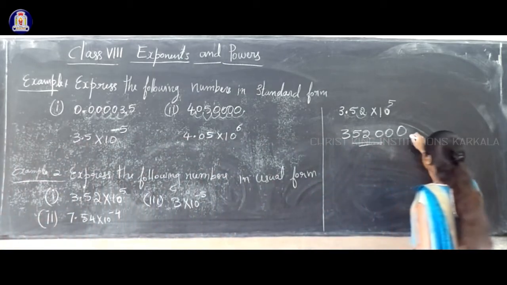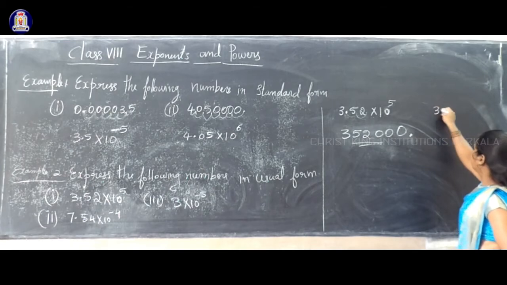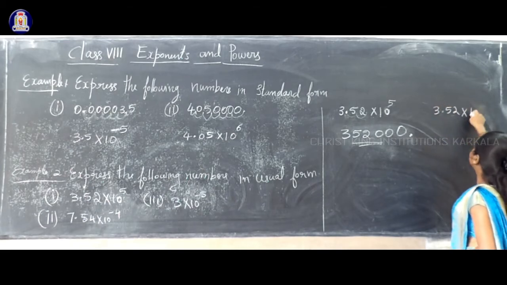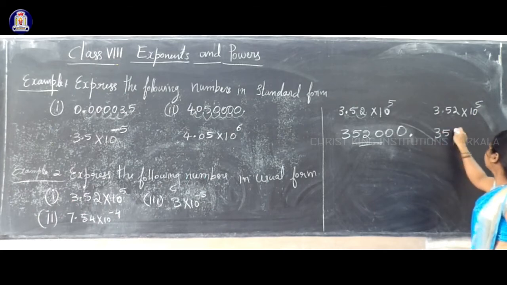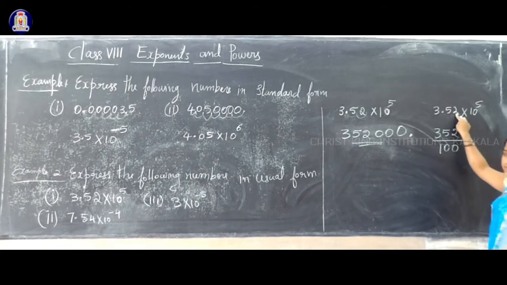So this we can write in another method also. We'll check 3.52 into 10 power 5. We can do another method, that is 352 by 100, with 2 digits after the decimal point.